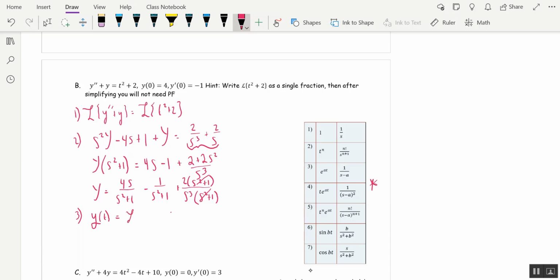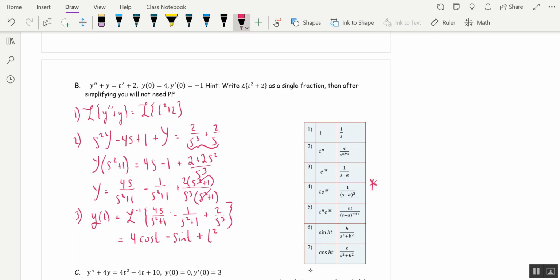And that's equal to L inverse of 4s over s squared plus 1, minus 1 over s squared plus 1, plus 2 over s cubed. Okay, and that's equal to 4 cos t. You can see I have a little Laplace transform table on the side there, so you can just reference those formulas. 4 cos t minus sine t, and then that's going to be plus t squared.